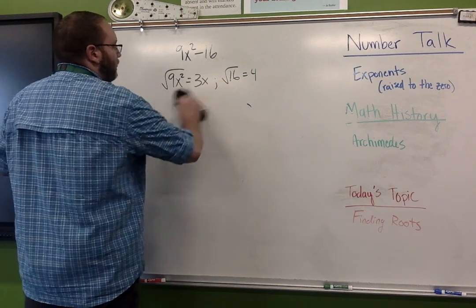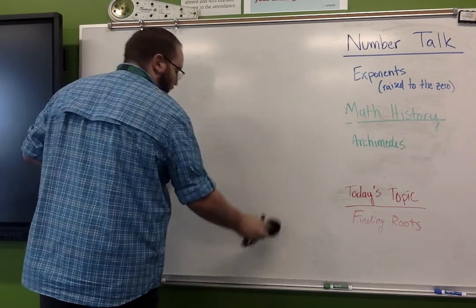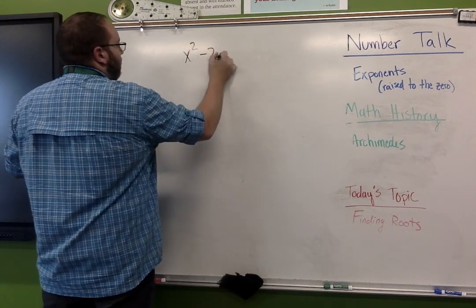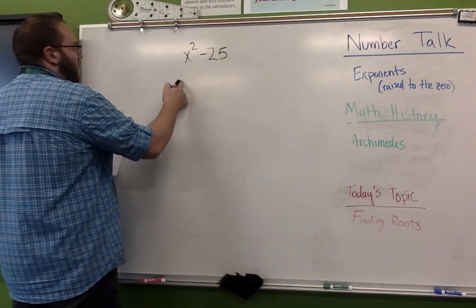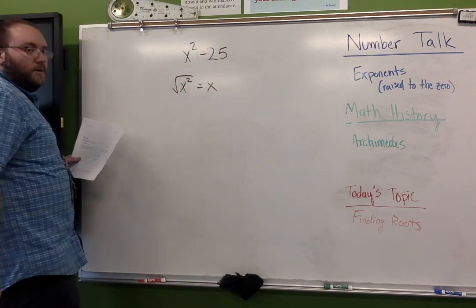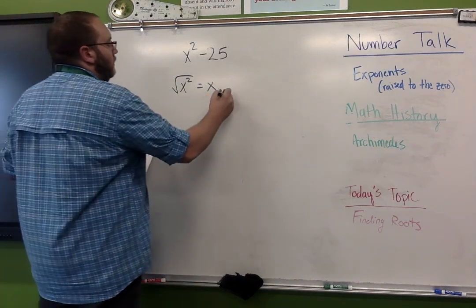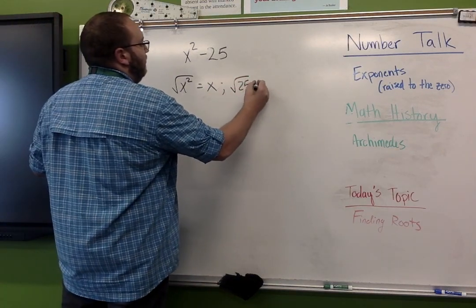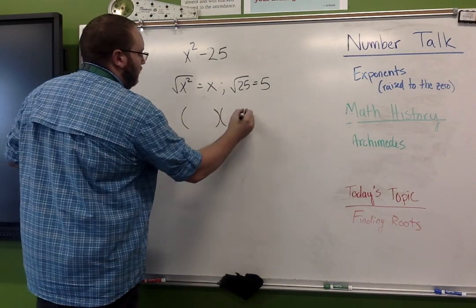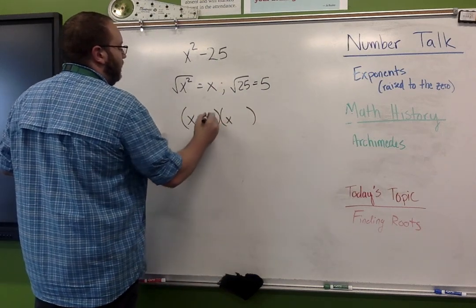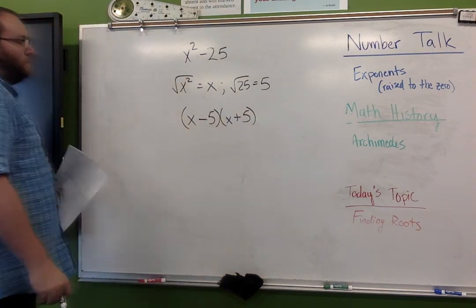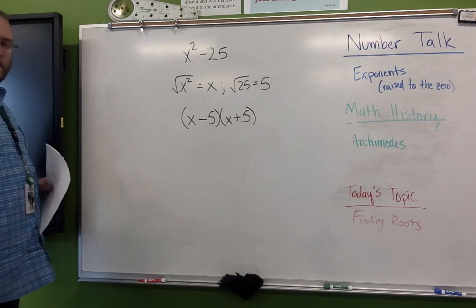Let's do the next one. X squared minus 25. The square root of x squared is x. Remember, a square root and a square, they undo each other. Square root of 25 is 5. First term is the first term. Last term is the last term. Different signs. Okay, and there's your answer for that one.